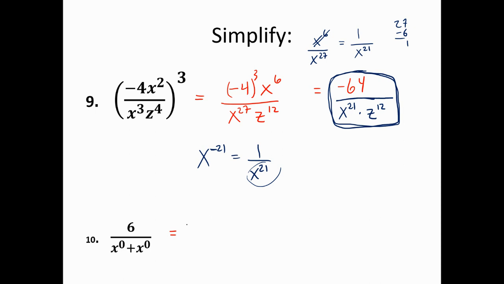Okay, and this one's just a little bit of fun. Since we know anything to the 0 is 1, then this just becomes 6 over 1 plus 1. So that's 6 over 2. So this is equal to 3.